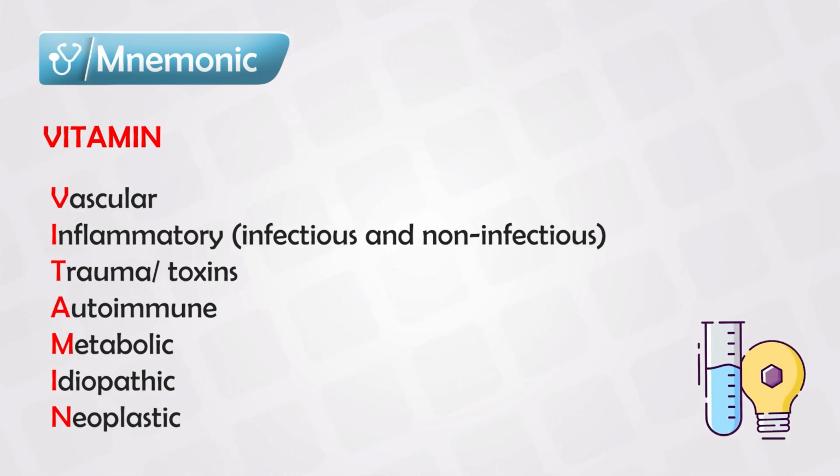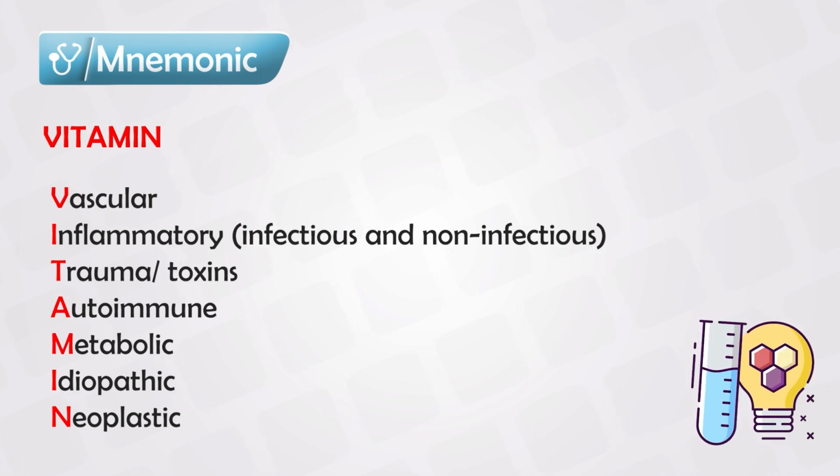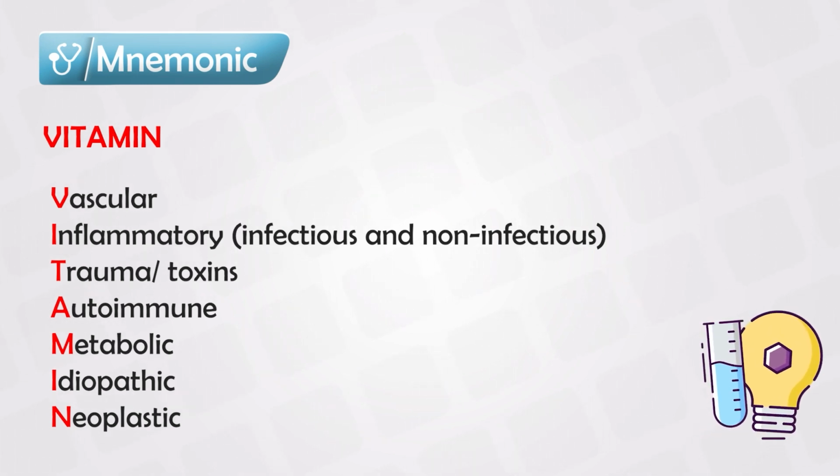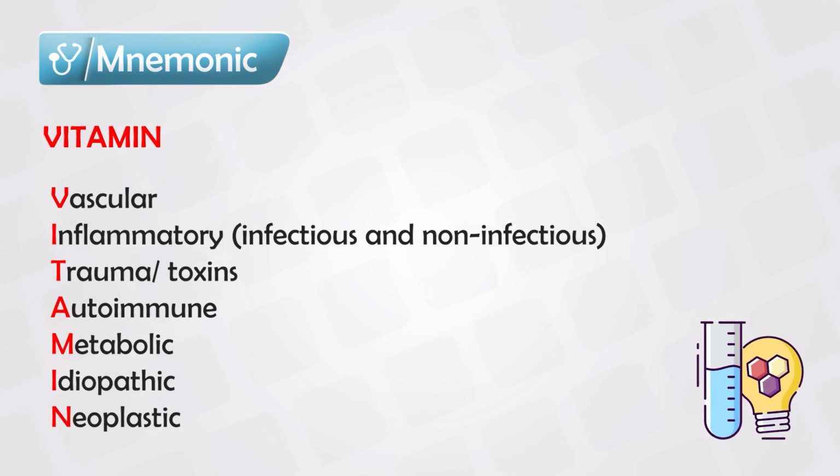T for trauma or toxins. The trauma in the esophageal area is most likely due to ingesting liquids or sharp objects. And so you would ask about these in the patient. And the toxins are, for example, botulism.